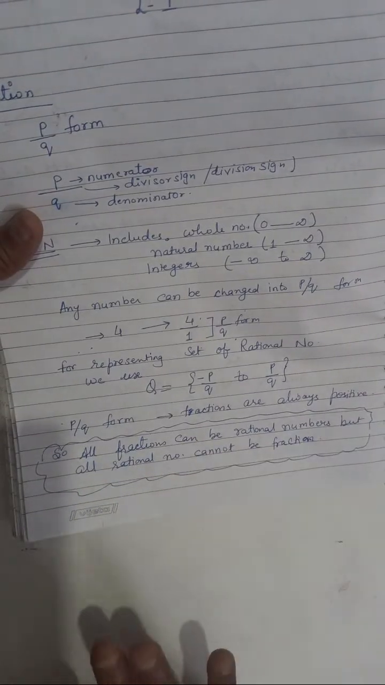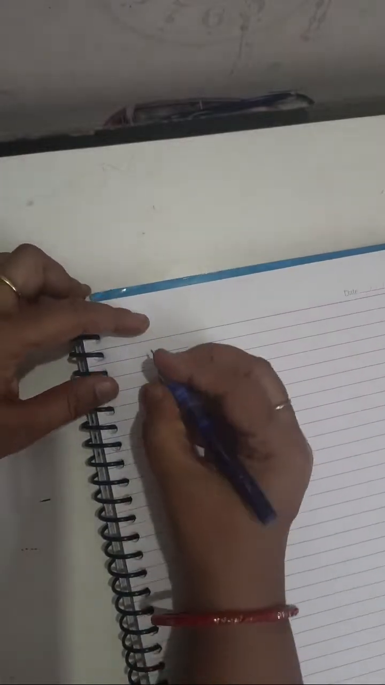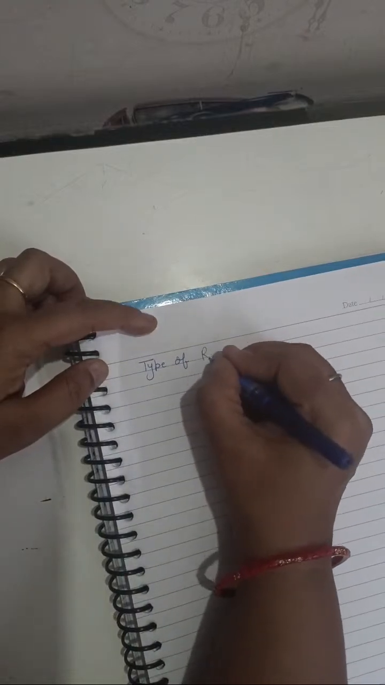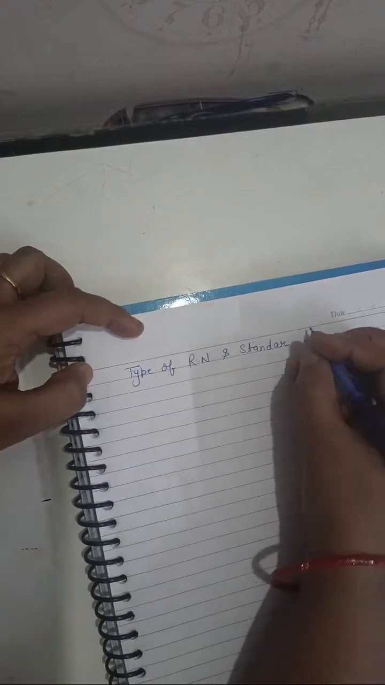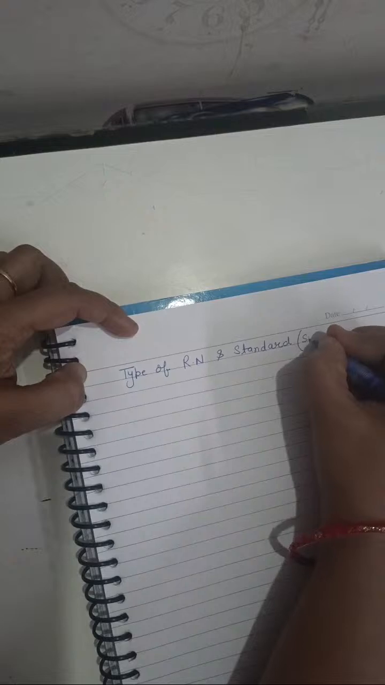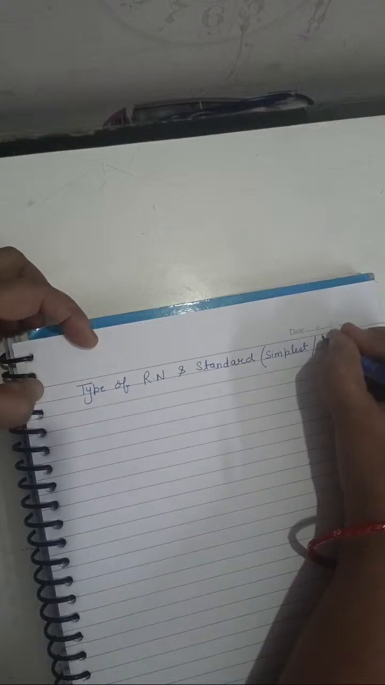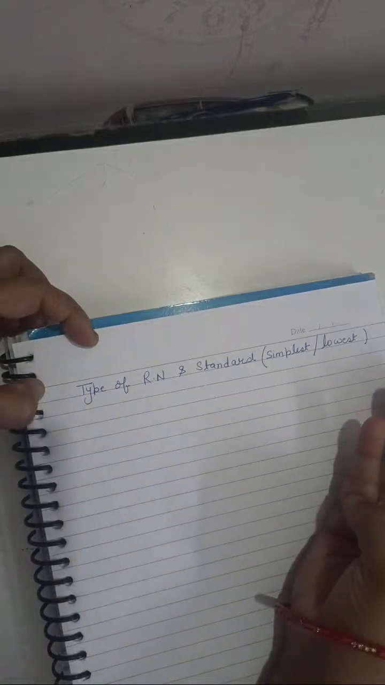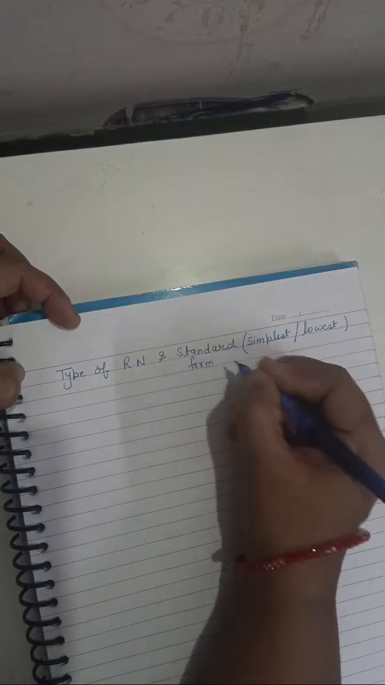This portion is clear. Now we are moving to the standard form of the rational number as well as the type of rational number. Standard form can be simplest form also. We also call it the simplest form sometimes. It can be lowest form also, or lowest term. So standard form, simplest form and lowest form all mean the same for a rational number.